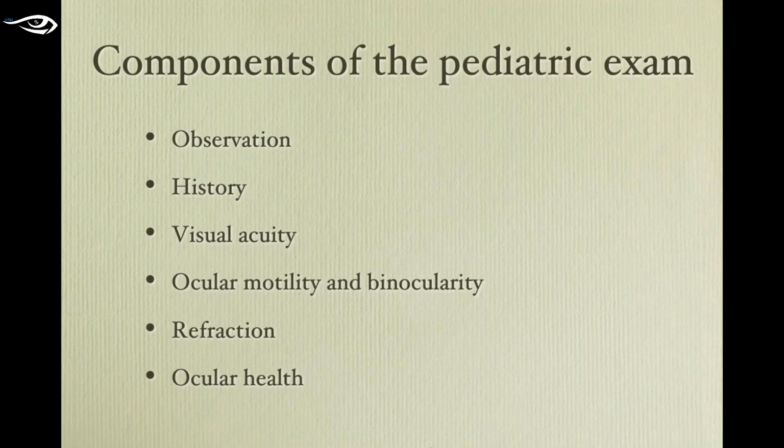All right, so what are the components of the pediatric exam? As I said, they're exactly the same as the components of the adult exam. You start off by observation, and for me, observation begins the instant I meet the patient and the parent. That instant, maybe it's in the waiting room, maybe it's in the exam room, but immediately I am beginning my examination process. Then, of course, there's a history, there's visual acuity testing, there's ocular motility and binocularity, there's refraction, and there's ocular health. Again, all the same components.